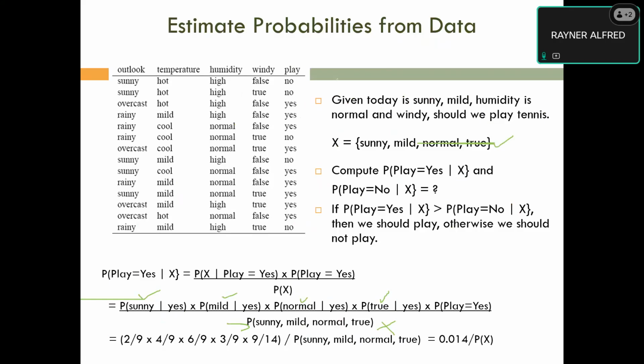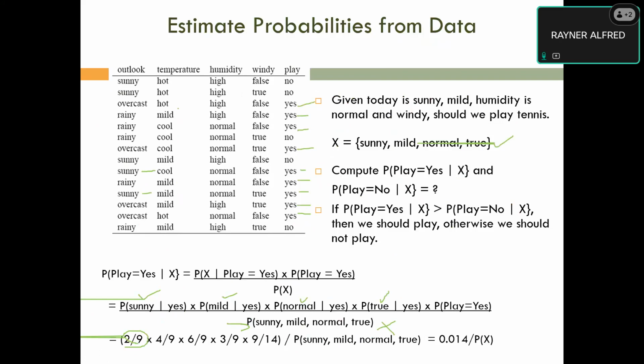If we go ahead and compute the probability of having sunny, given that play is yes, so we consider yes, yes, yes only. What is the probability of having sunny? We have 1, 2, 2 only. So 2 only. Now we go to mild again.